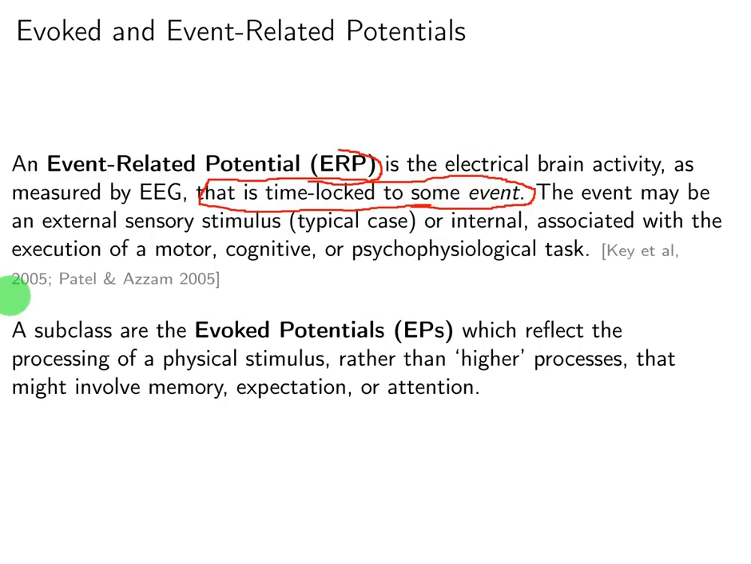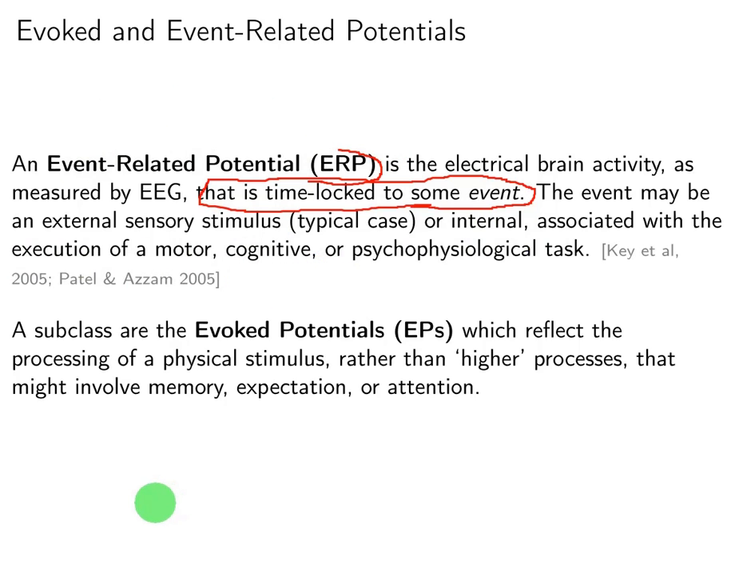The event may be an external sensory stimulus or internal, associated with the execution of motor, cognitive, and psychological tasks. External sensory stimuli include visual, haptic, and auditory stimuli. It can also be generated internally or endogenously: the execution of a motor function or the intent of a motor movement will generate an ERP event, also known as readiness potentials.